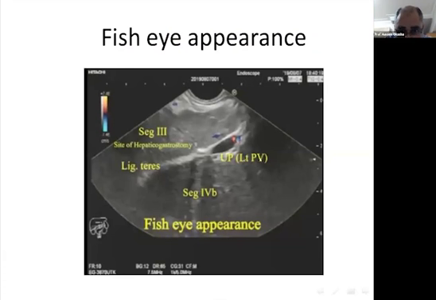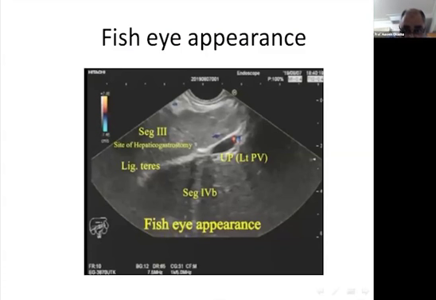So this is a very nice picture of the fish eye appearance, the umbilical portion of the left portal vein. This is the ligamentum venosum going to the inferior vena cava, and this is the ligamentum teres going to the anterior inferior angle of the liver. Ligamentum teres and the fish eye, the left portal vein, separates segment 3 from segment 4B.